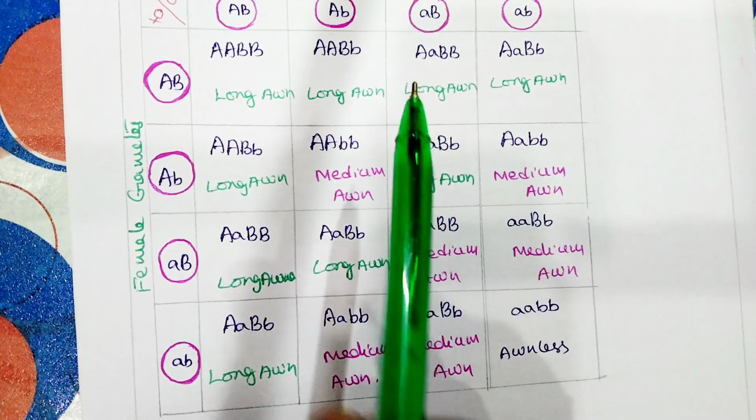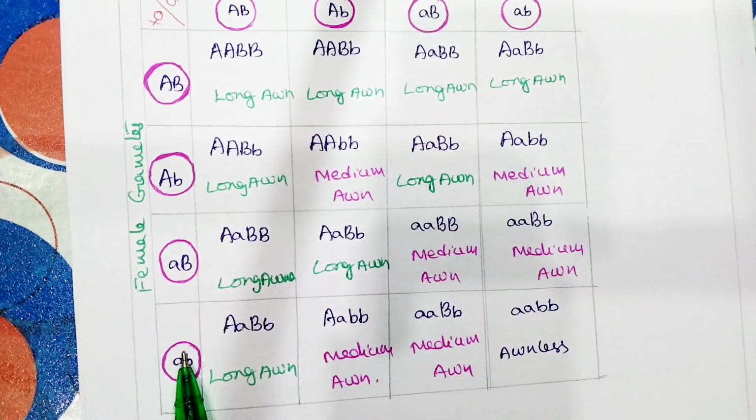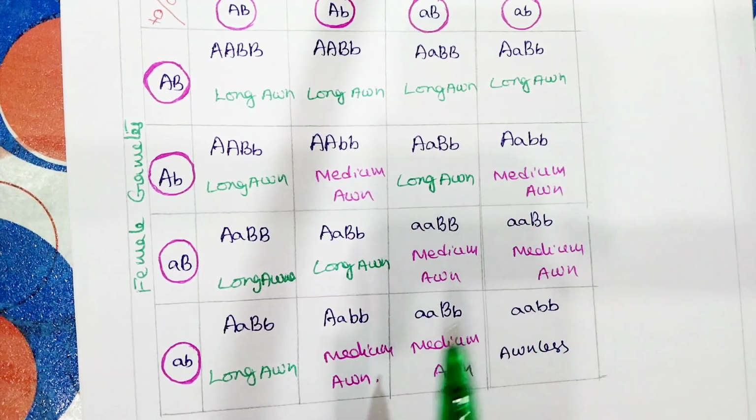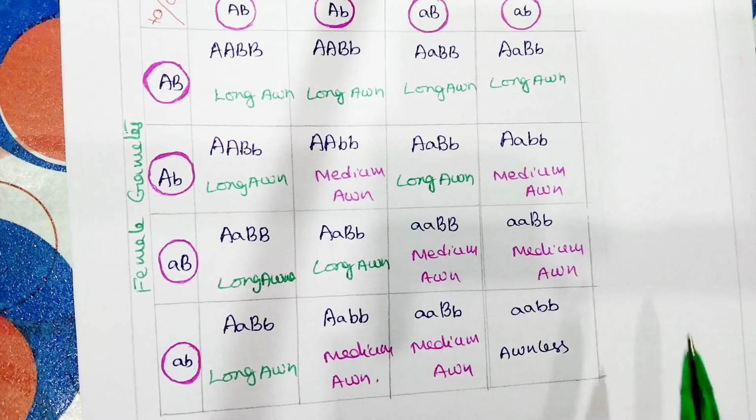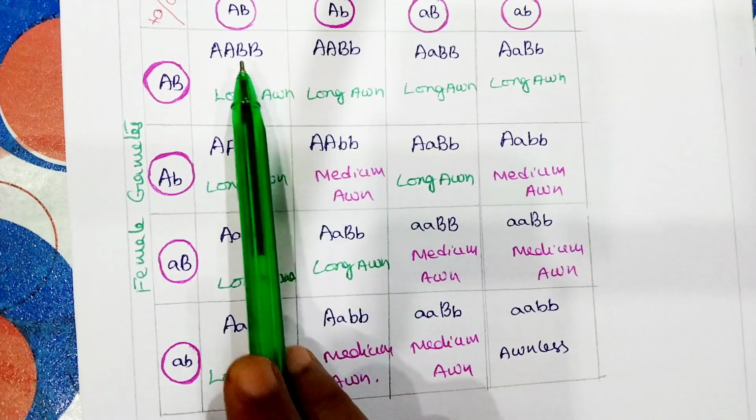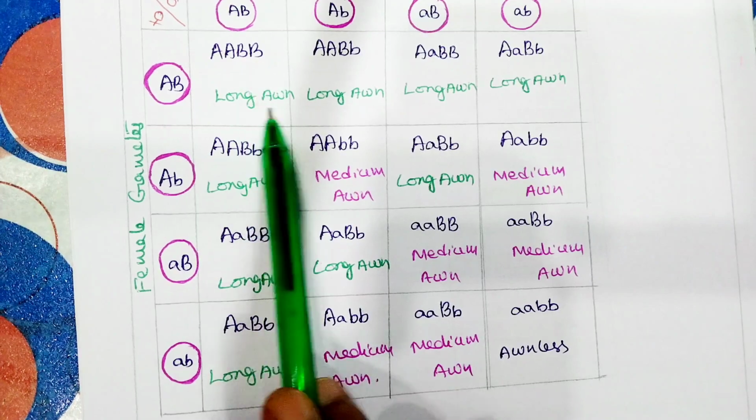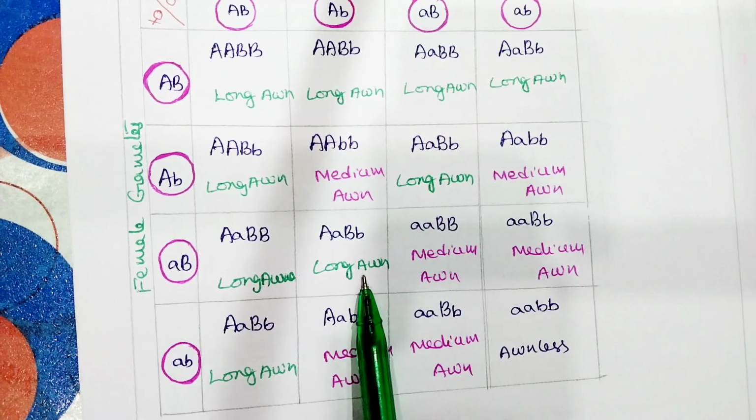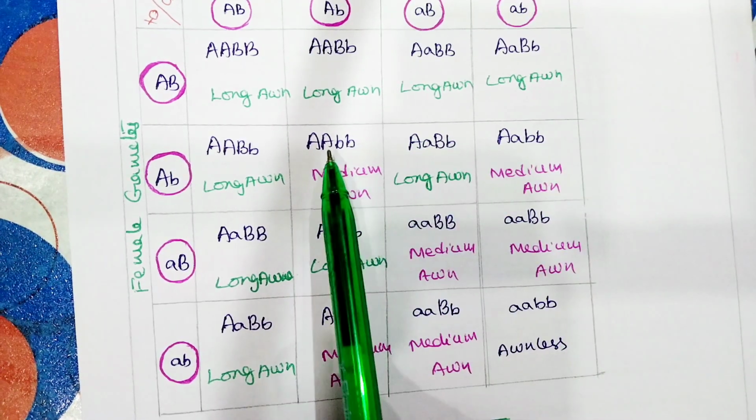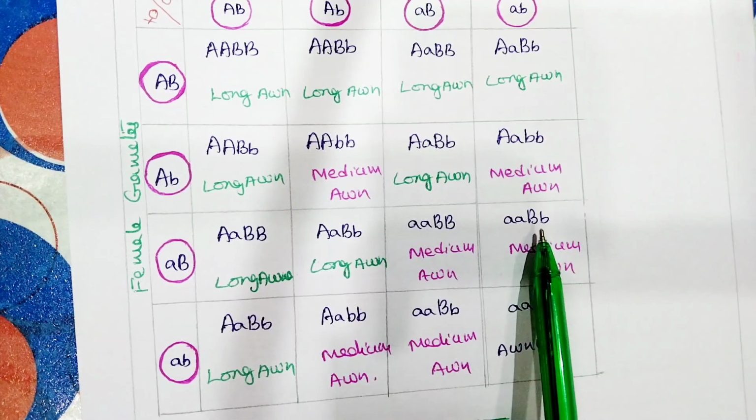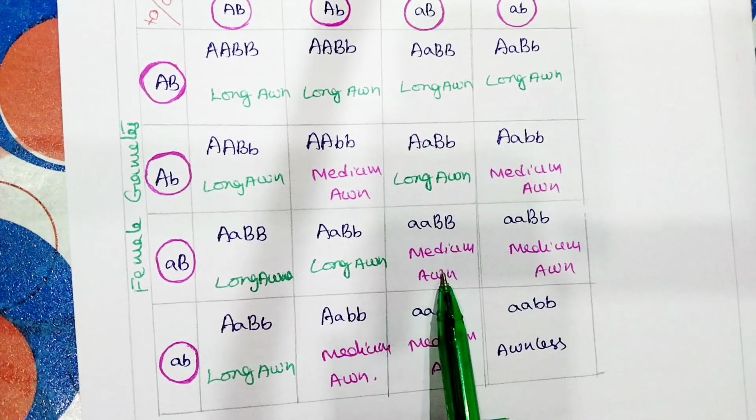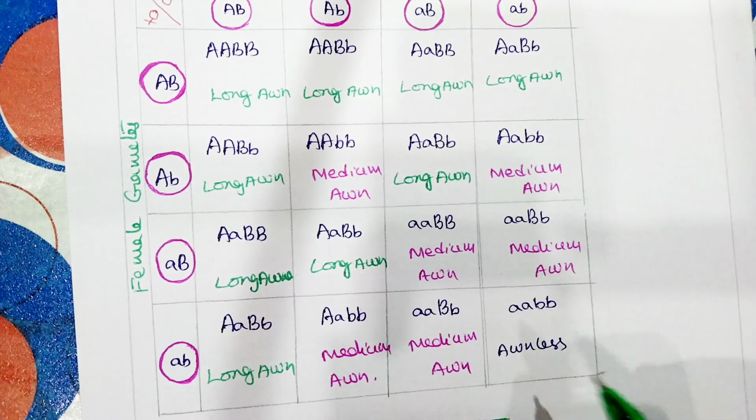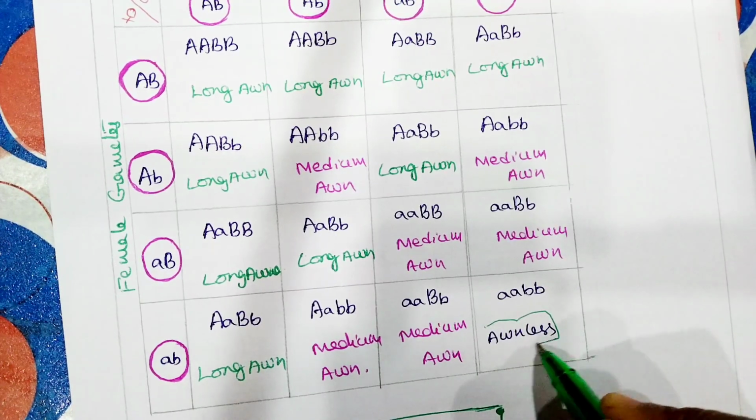These are the male gametes and female gametes that fuse in these combinations. Then we get 16 types of progeny in the F2 generation. Wherever you find capital A with capital B, long awn is produced due to the cumulative effect of these two genes. Whenever you find either A or B alone, they produce medium awn. If both the genes are absent, they produce awnless.